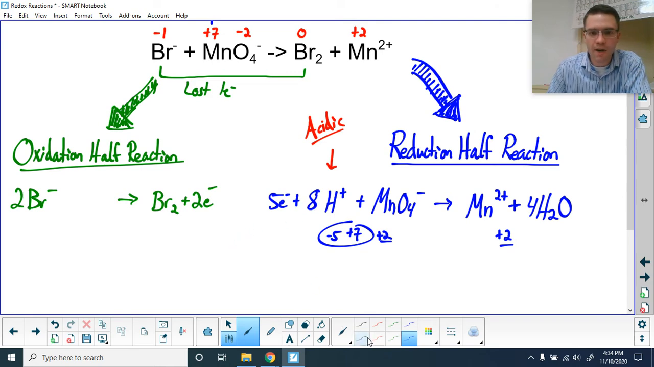And now we have to figure out how do we add these 2 half reactions back together so that the electrons transferred are equal. We want to give the same electrons as we receive. And we want to get the least common multiple between 2 and 5. And that would be 10. So I'm going to take my oxidation half reaction and multiply by 5. I'm going to take my reduction half reaction and multiply by 2.